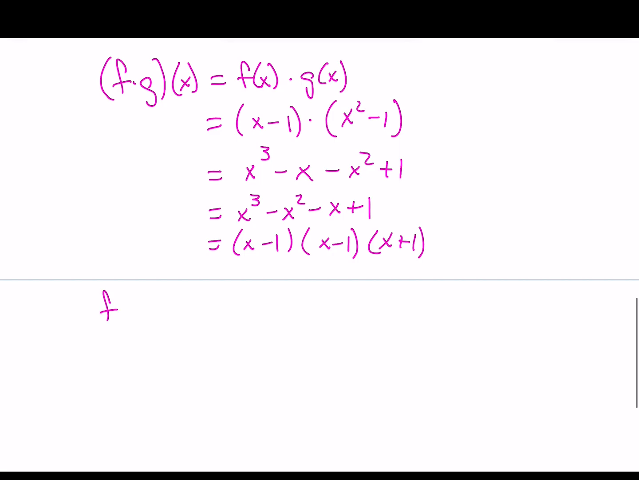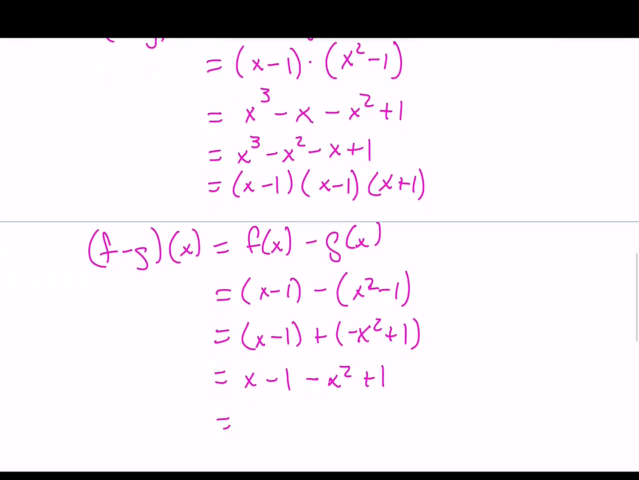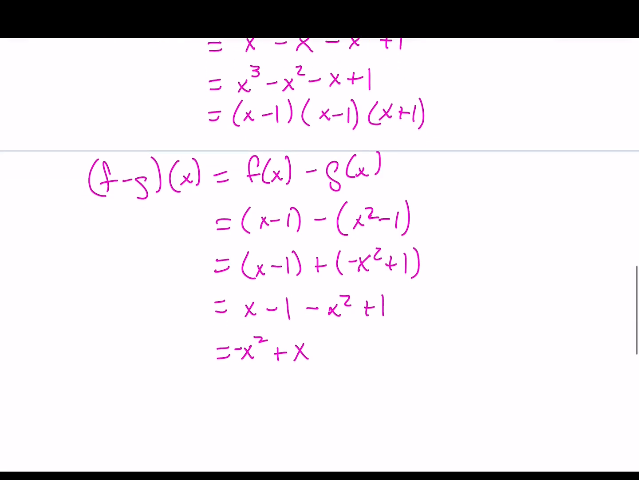So f minus g of x is equal to f of x minus g of x. Again, we can plug in those functions, which is x minus 1 minus x squared minus 1, which we can distribute that negative to get x minus 1 plus a negative x squared plus 1, which we then can simplify to x minus 1 minus x squared plus 1, or negative x squared plus x, and we can factor out an x there if we want to get x times negative x plus 1.